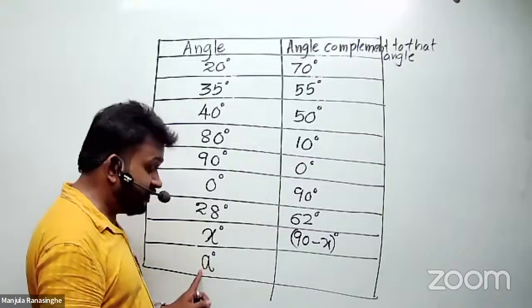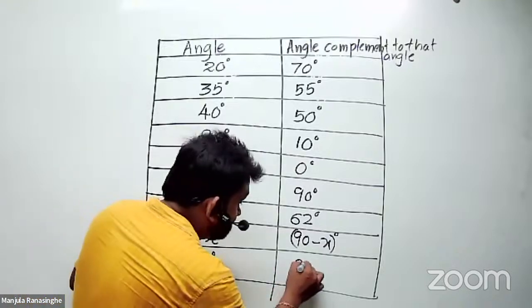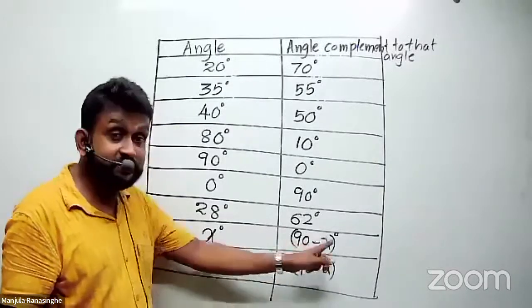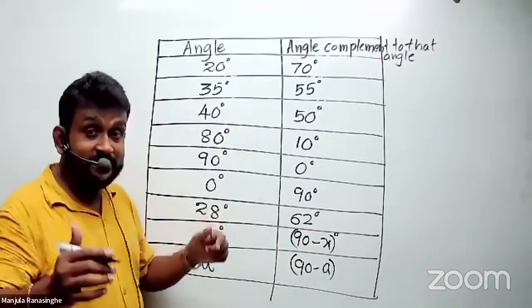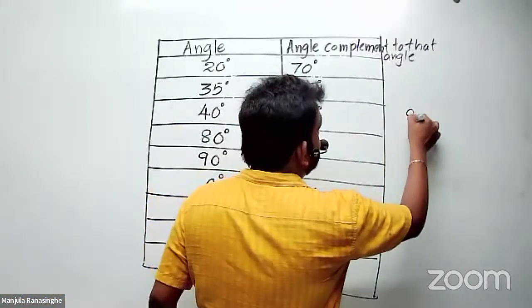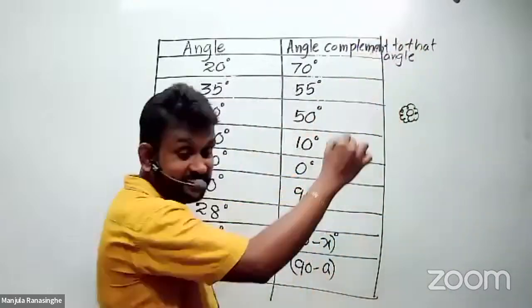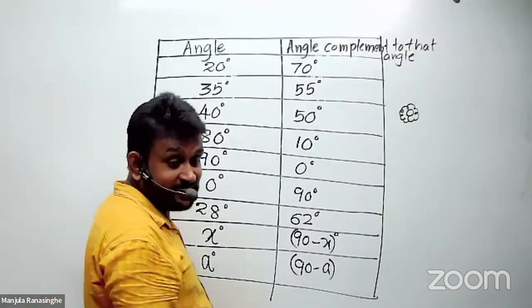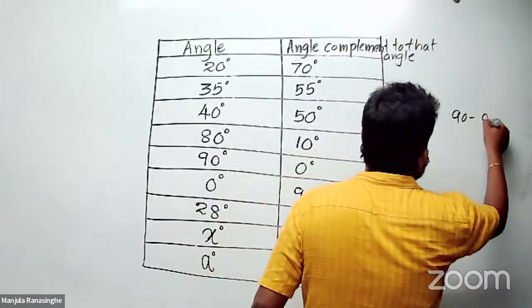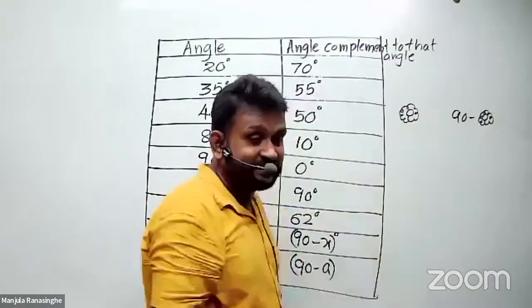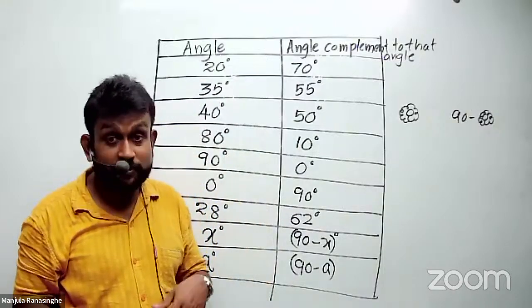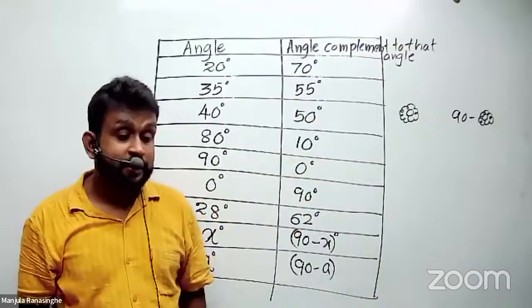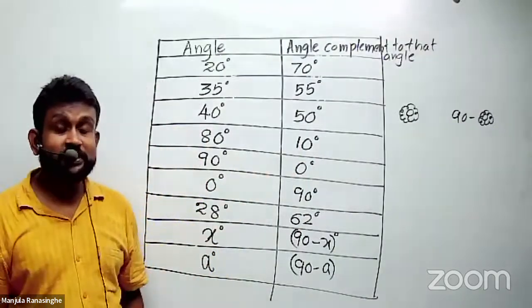If it is a, what is the angle? 90 minus a. 90 minus x, 90 minus c. If the angle is a flower, tell me what is the complementary? 90 minus flower. That is the concept. 90 minus flower is the complementary angle. Hands up those who are okay with complementary angles now.